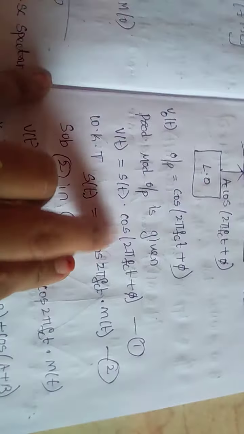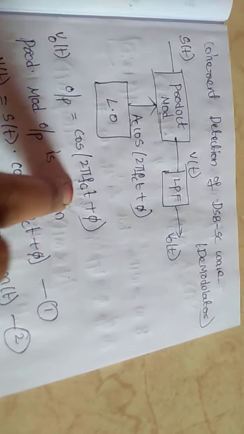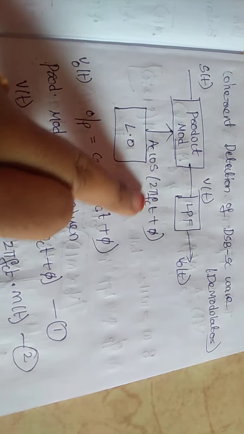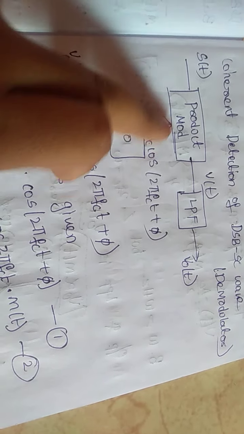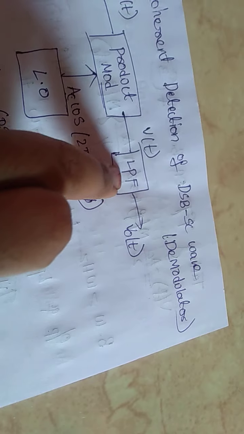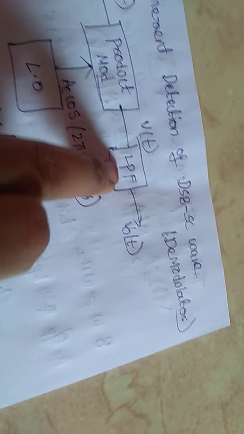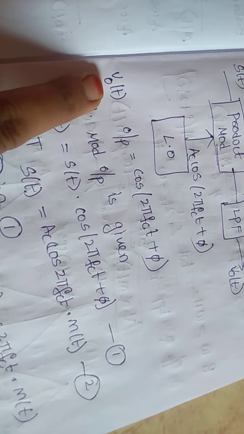Okay, so V naught of t, that is the output, is equal to cos of 2 pi fc of t plus phi, Ac cos 2 pi fc of t plus phi. This is generated by the local oscillator, which is multiplied and given to the LPF. The LPF will stop the higher carrier frequency, suppress the higher carrier, and allow the low frequencies to the output V naught of t.